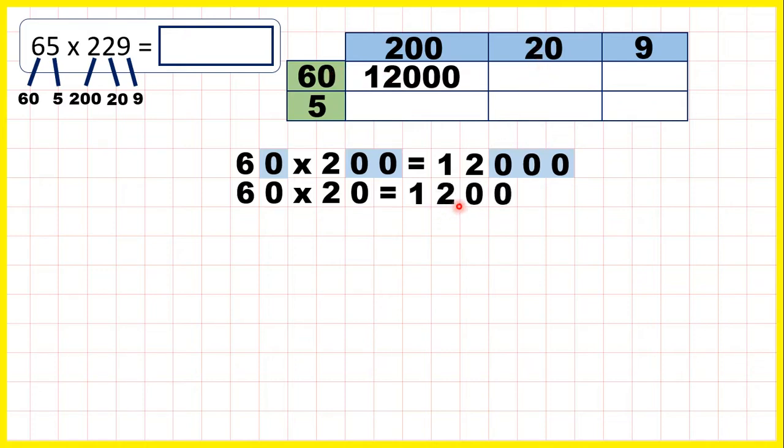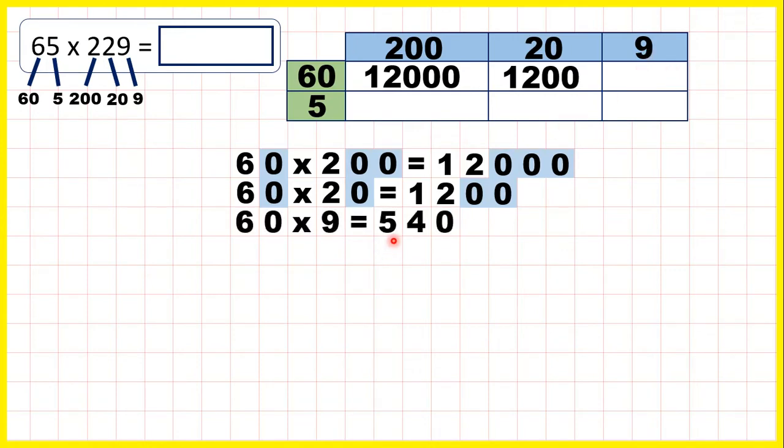That's 1,200, because 6 times 2 is 12, and then if we have a total of 2 end zeros in the multiplication question, we need 2 end zeros in the answer. So that's 1,200. For this box here, we have 60 times 9.